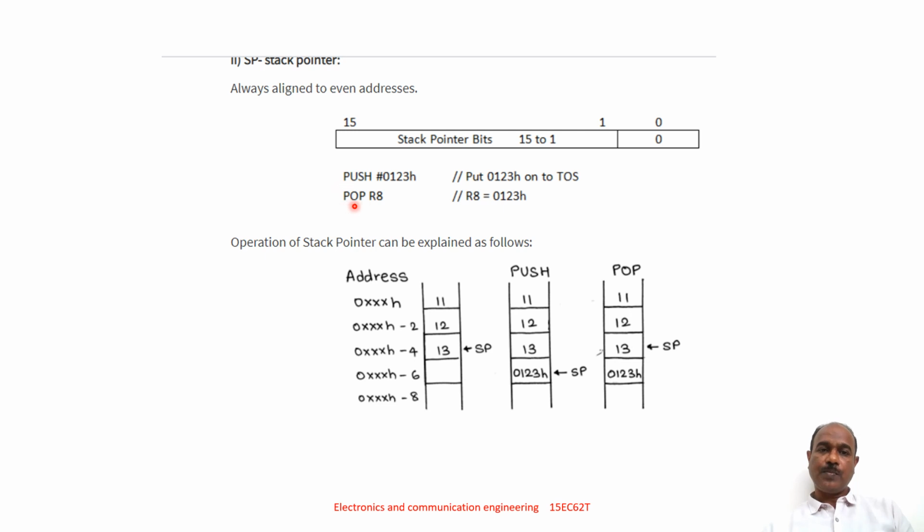Now when I say pop R8, where is my stack pointer pointing? It is pointing to the location where the number is present. So this number, 1234, will be taken out and placed into the R8 register. So R8 will have 1234. Then the stack pointer will be incremented by 2 again, so it goes to the location where the next number on the stack is present. So this is how the stack operations take place in MSP430 microcontrollers.